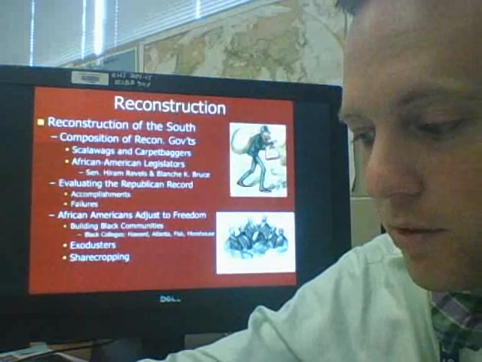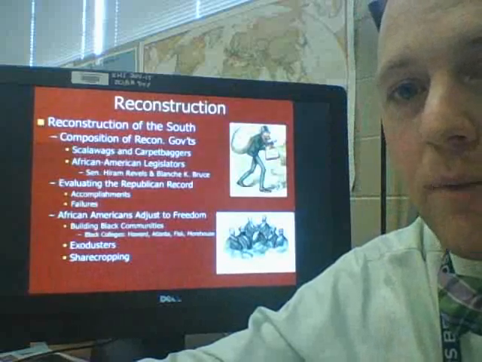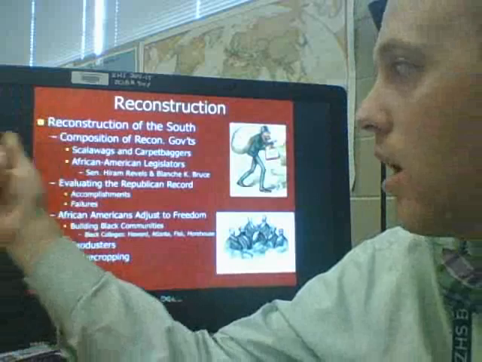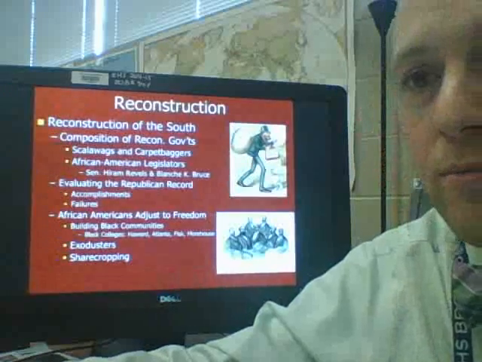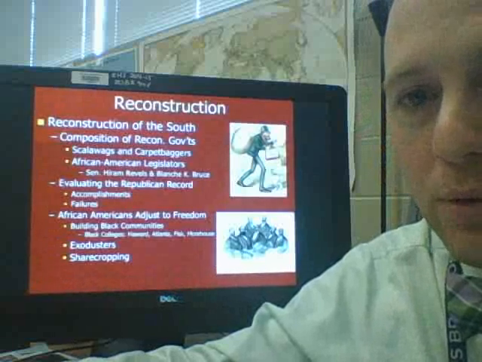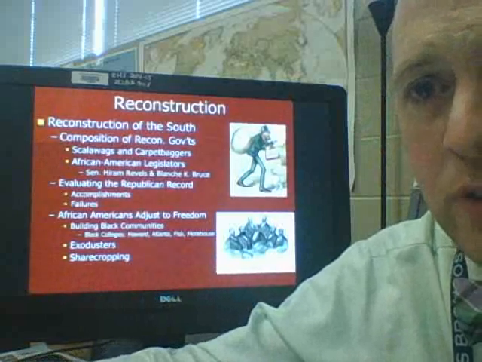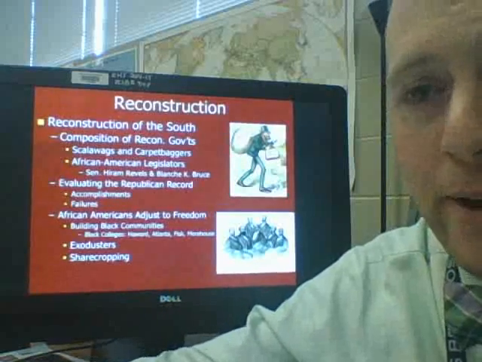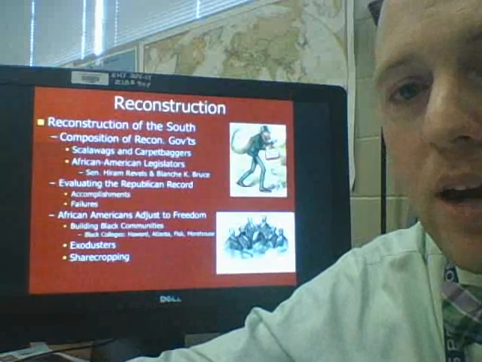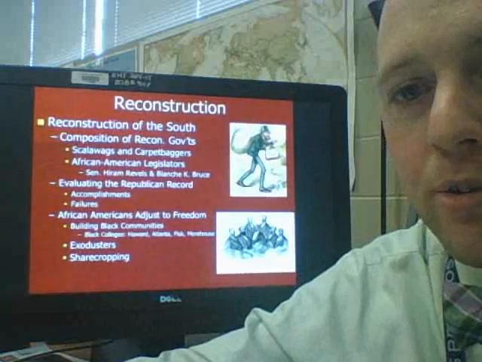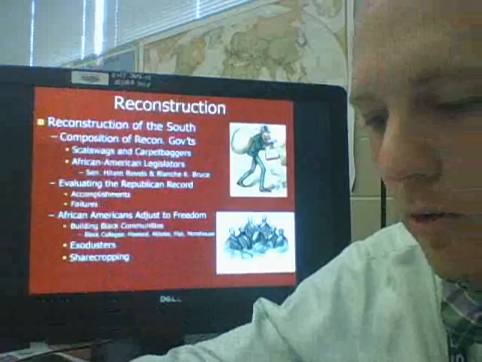Two of the most famous guys to hold office for the first time, and you need to make sure you have these guys' names down, are Senator Hiram Revels and Blanche K. Bruce. So Hiram Revels and Blanche K. Bruce are some of your first African American congressmen to serve in this time period, and they did a lot for African American rights and led them in this time period as well. They're right here on the screen. I'll show you if you can't get it later on.